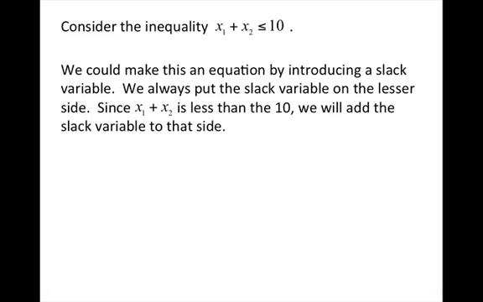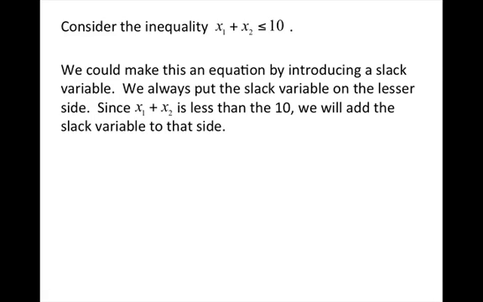So let's consider this inequality. I have x sub 1 plus x sub 2 is less than or equal to 10. So the x sub 1 plus the x sub 2, that's my smaller sum. That side is smaller than or less than the 10. So in order to change this to an equation, I would need to add a number to that smaller side to make the two sides equal.